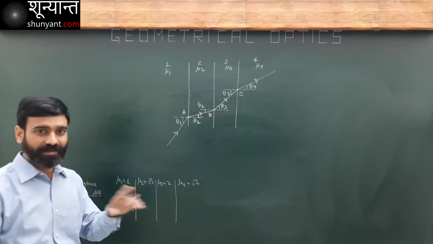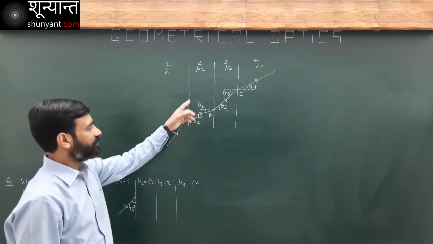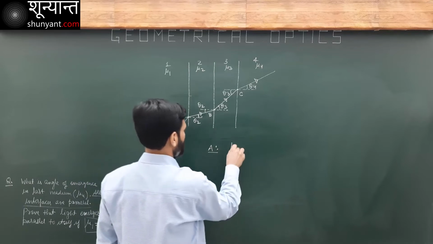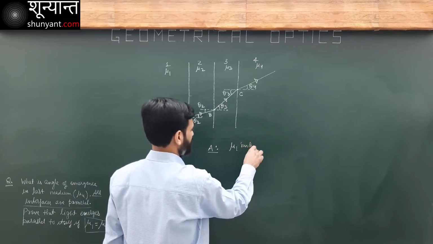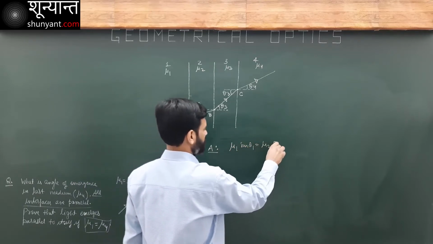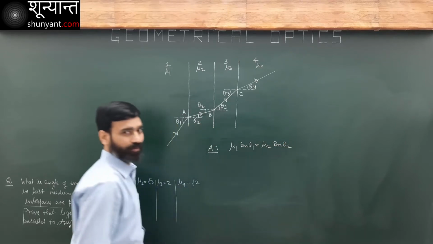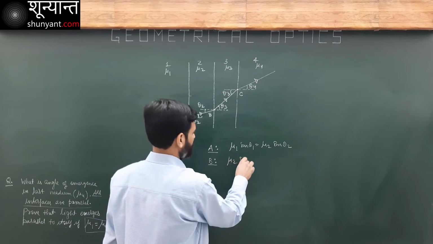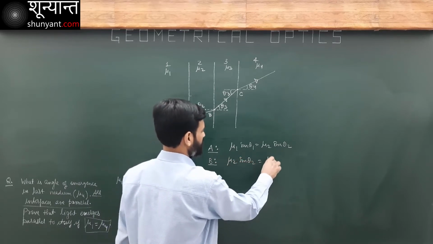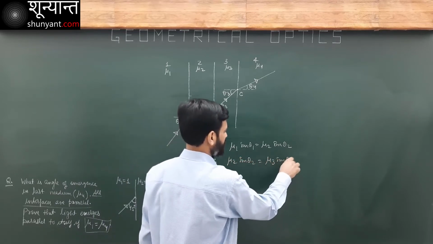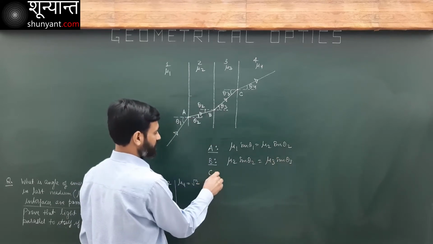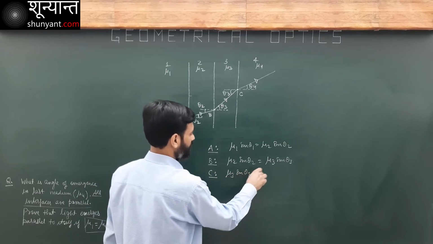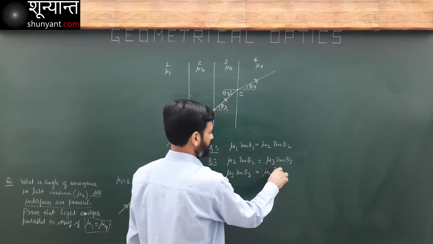Okay, let's write the Snell's law at point A, B, and C. At point A, what is Snell's law? Mu 1 sine theta 1 is mu 2 sine theta 2. At point B, how will I write it? Mu 2 sine theta 2 is mu 3 sine theta 3. And at point C, I will write it as mu 3 sine theta 3 is mu 4 sine theta 4.